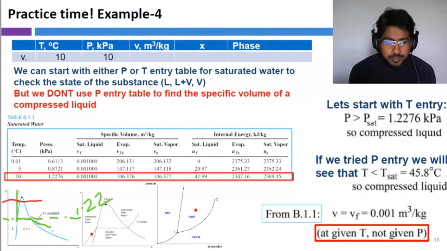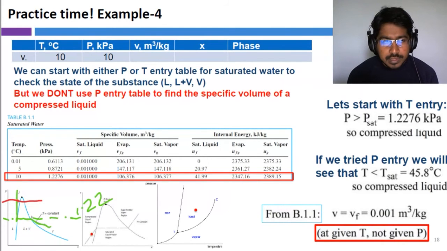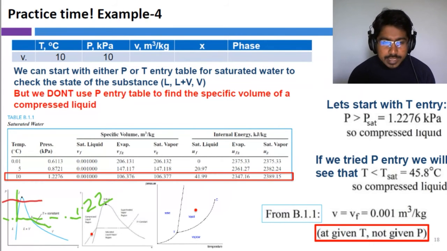Perfect. So now you can do the same with the TV diagram. We did it earlier for determining whether something is superheated vapor in the previous example. So I'm not going to solve it using the other two diagrams, but I highly encourage you to do it at home and see whether you can come to the same conclusion using TV and PT diagrams as well.